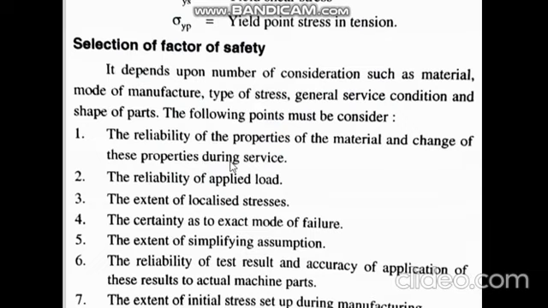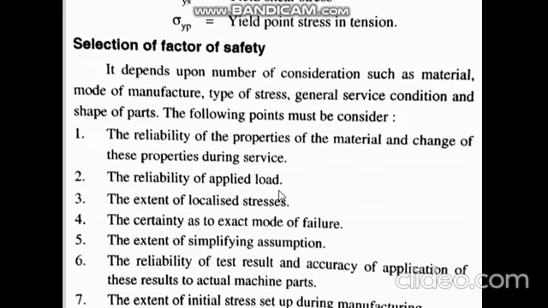Service conditions may change. Earlier we thought of using it in some way, and afterwards we have changed. The service conditions may change. Okay, depending upon that, now we have to select the factor of safety.